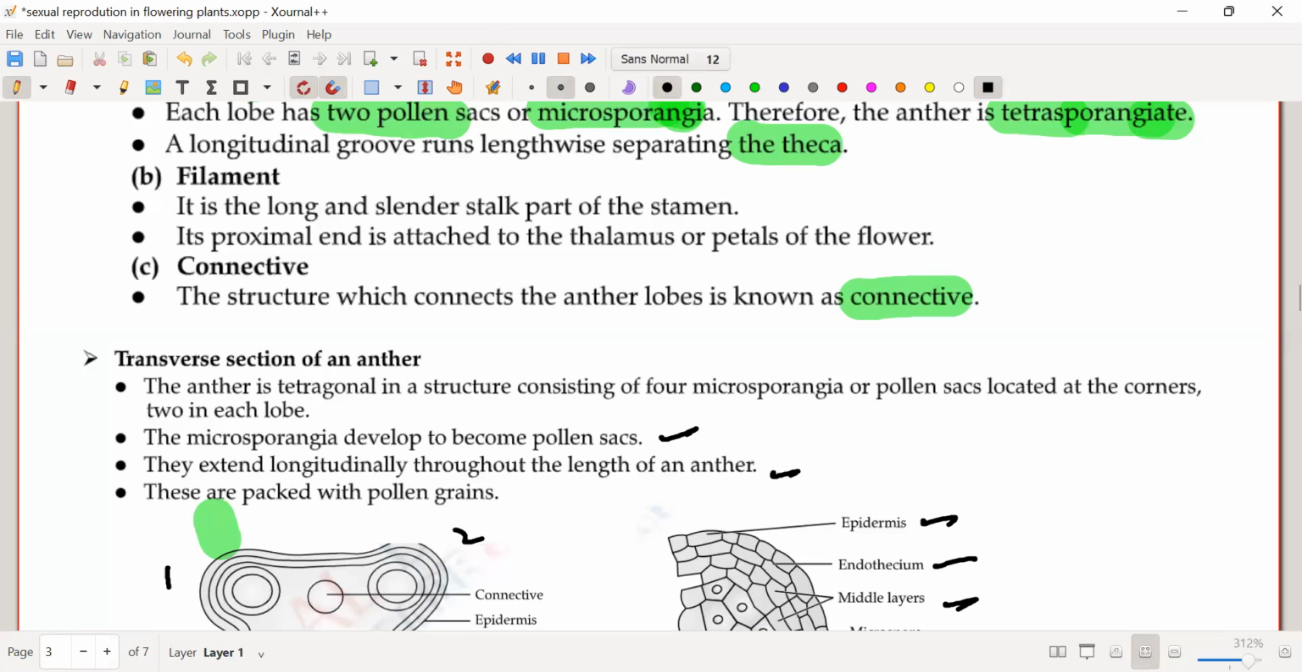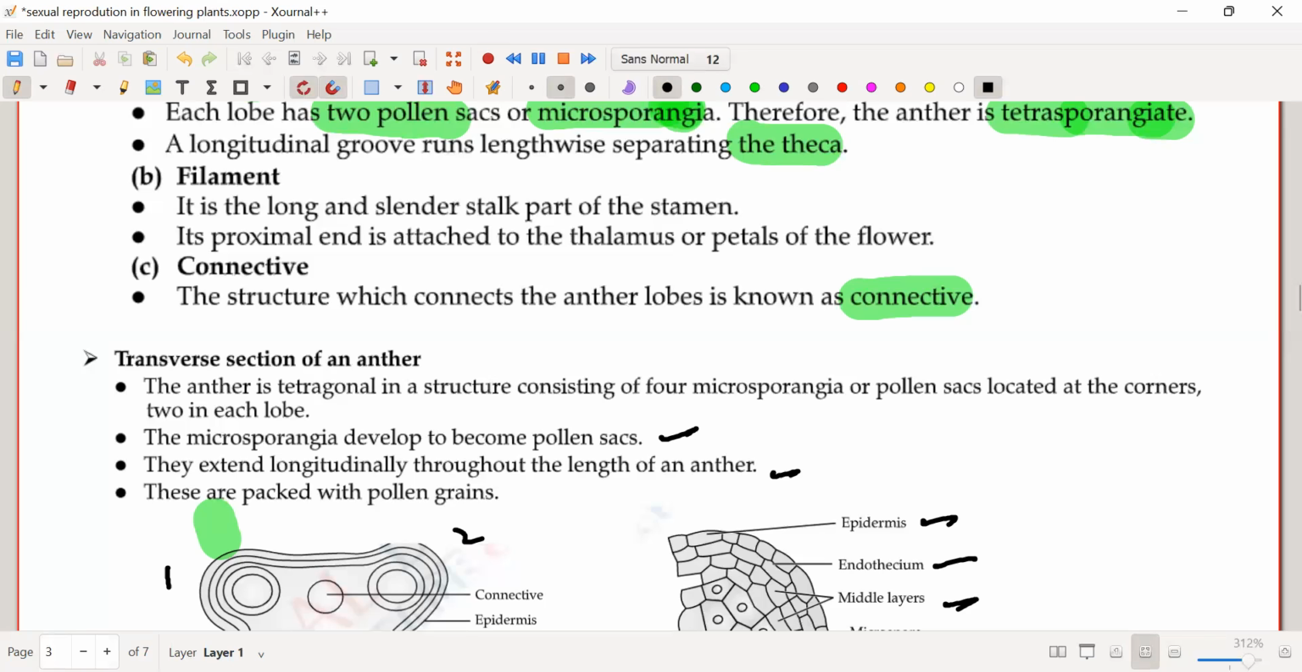So now you have an idea what everything is about. Structure of microsporangium or pollen sac. We'll just revise this and move on to the next one.